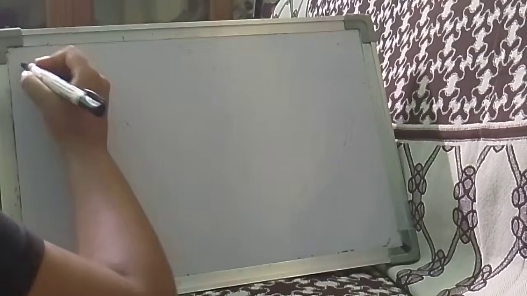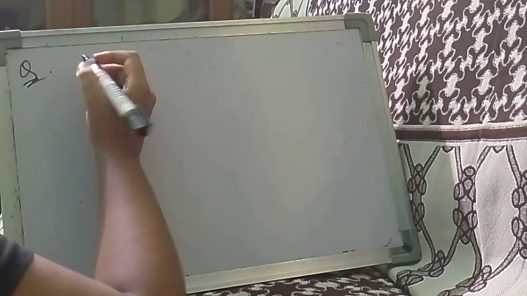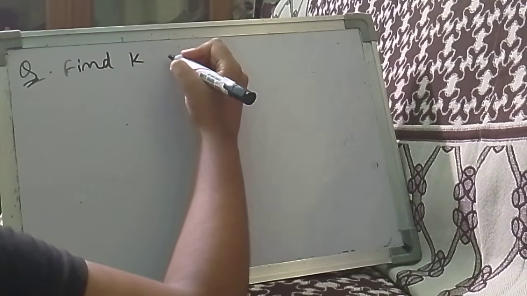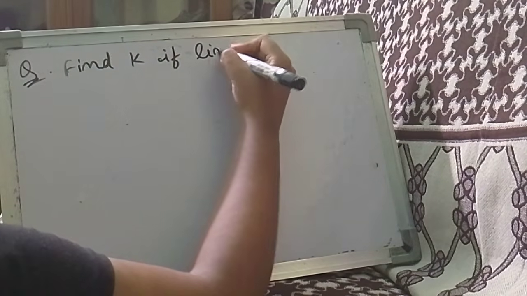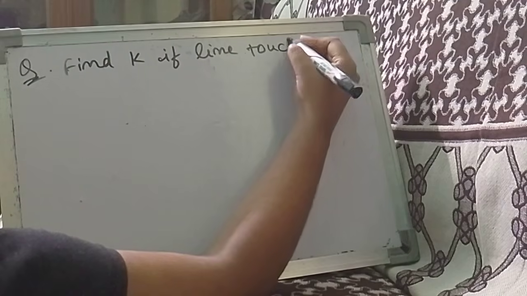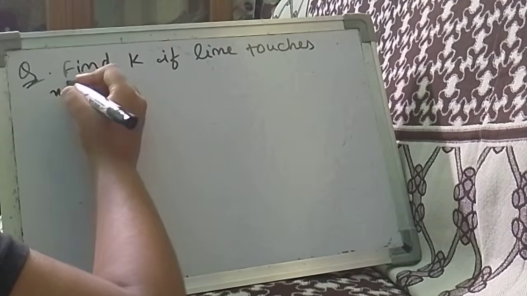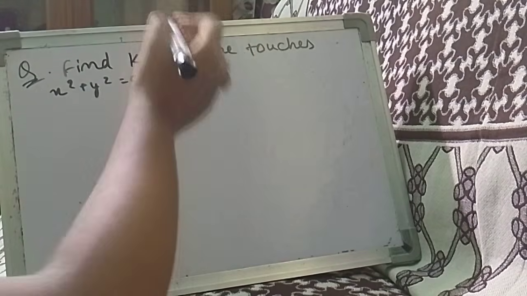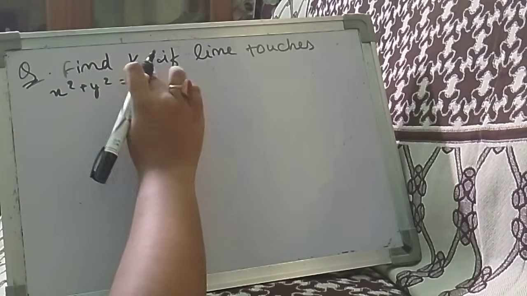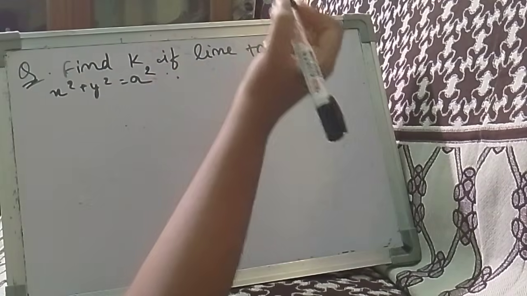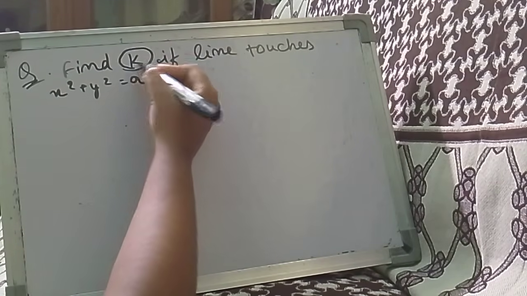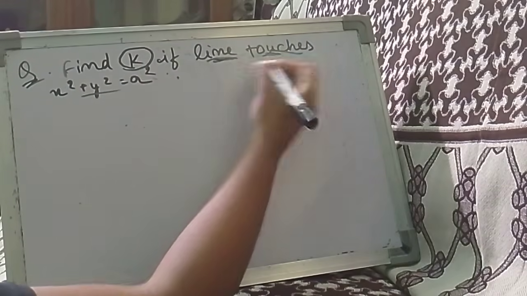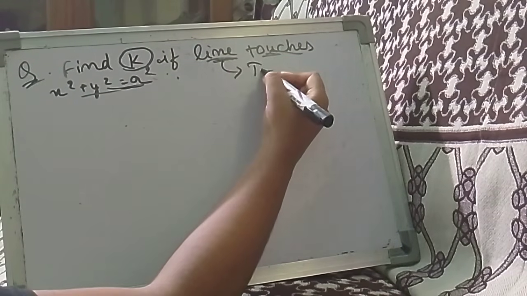Our next question is, find k if the line touches x square plus y square equals a square. So we have to find the value of k if the line touches this circle's equation. So this line is a tangent.